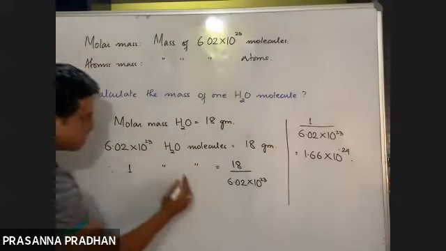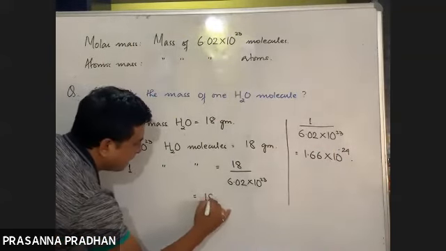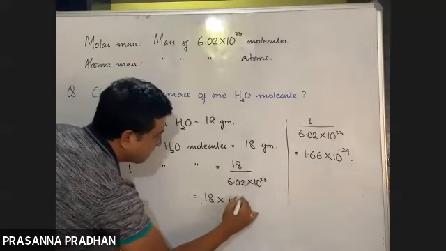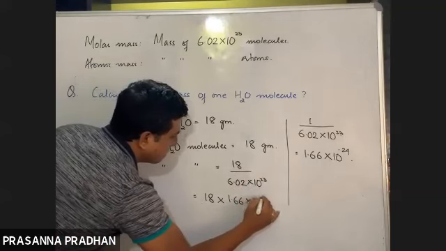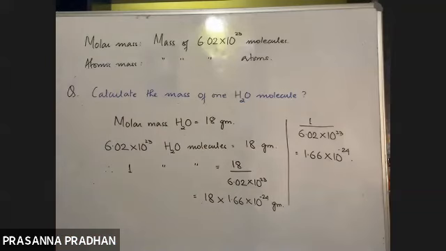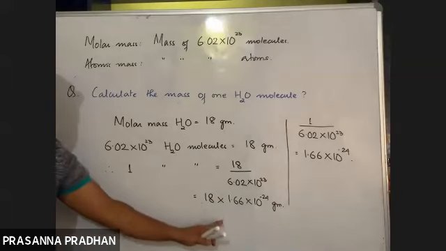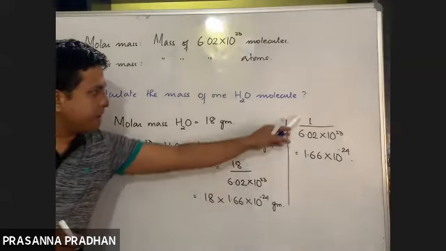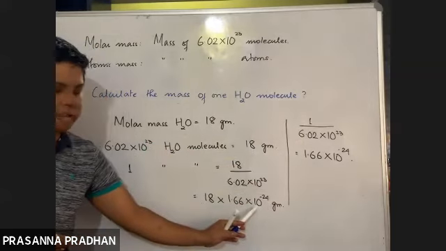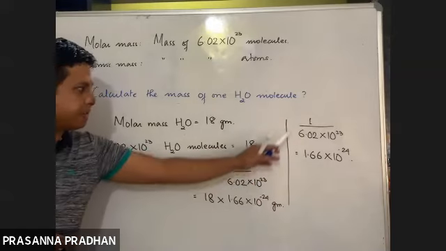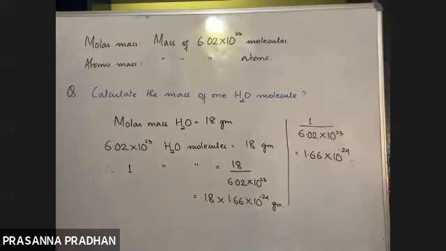So here, what is the mass of one water molecule? It will be 18 multiplied by 1 by Avogadro number, multiplied by 1.66 into 10 to the power minus 24 gram. This is the mass of one water molecule. So this will be your answer. Got it? What is the value of 1 by Avogadro number? 1.66 into 10 to the power minus 24. You need to remember this value. It will be easier for us to carry out the calculations now.